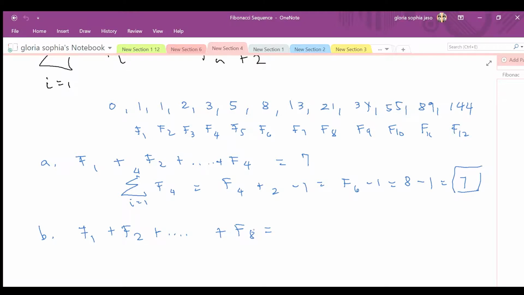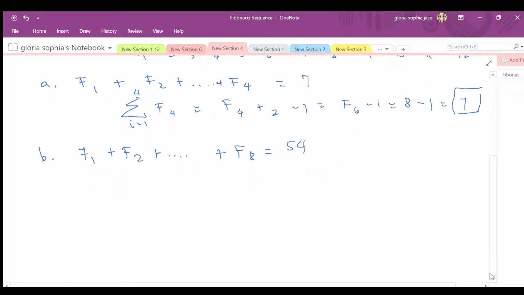Okay, so from f sub 4, we have 7 plus 5 plus 8 plus 13 plus 21. So, the obtained sum is 54. So, now, this time, let's use the formula.